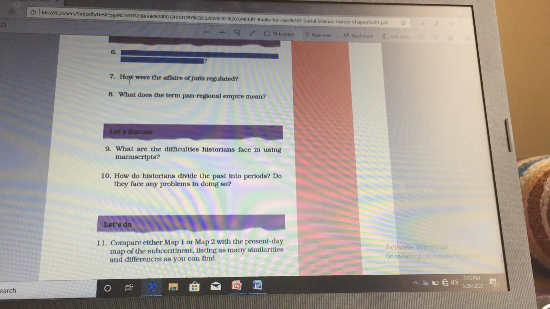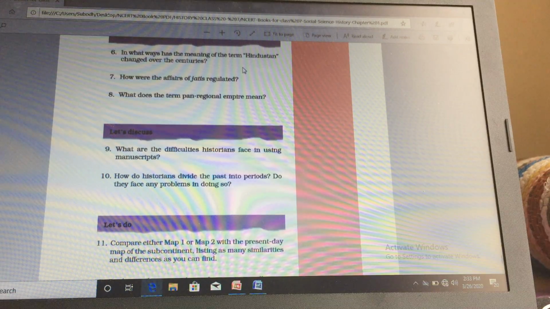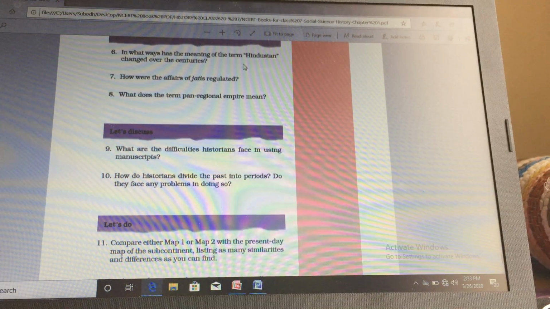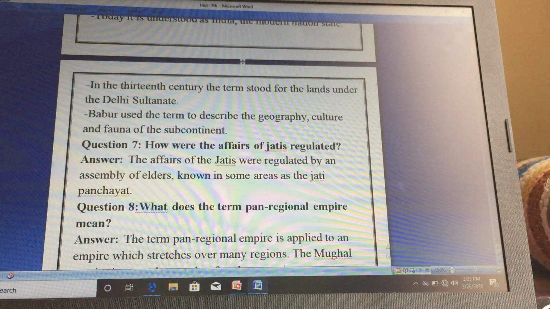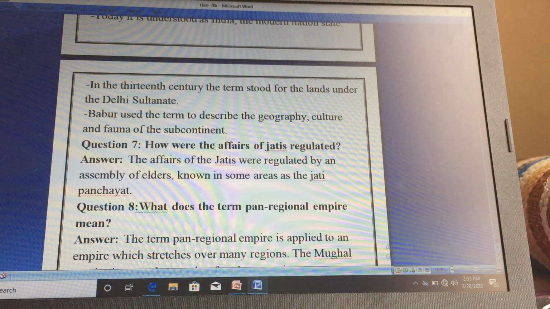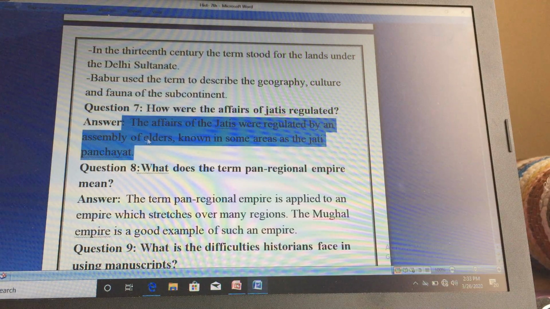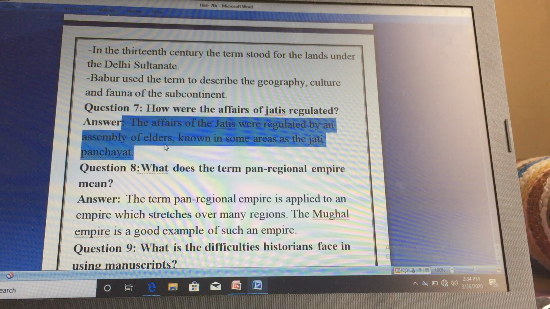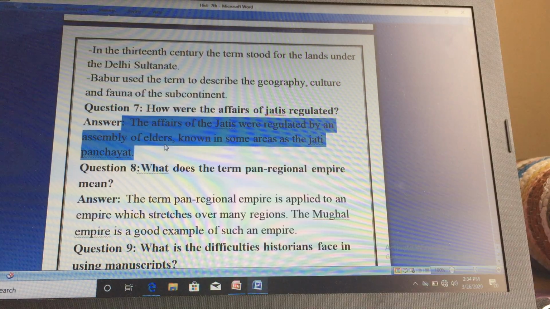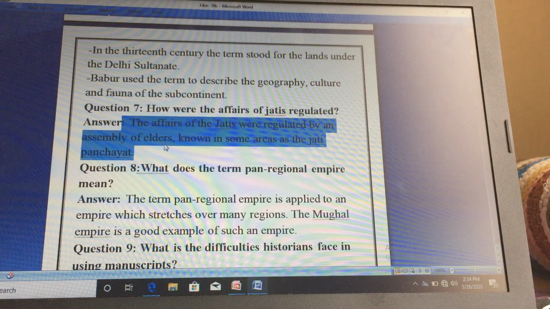Next question. How were the affairs of Jatis regulated? The affairs of Jatis were regulated by an assembly of elders, known in some areas as Jati Panchayat.